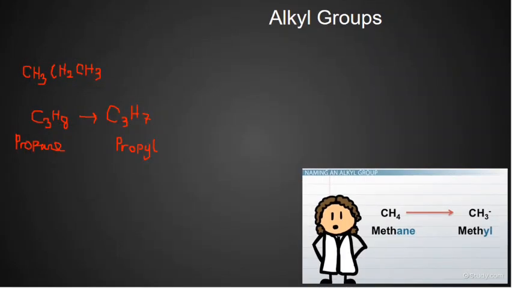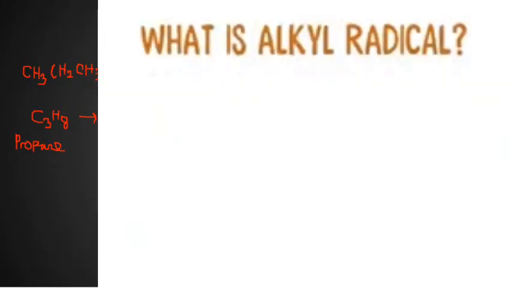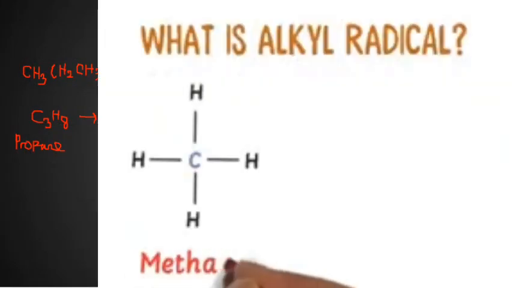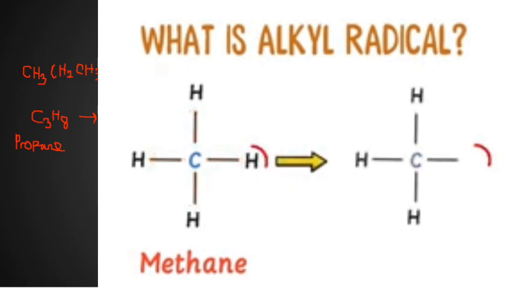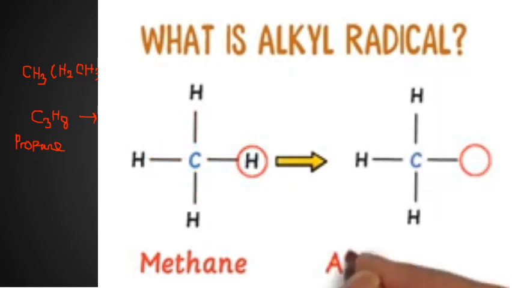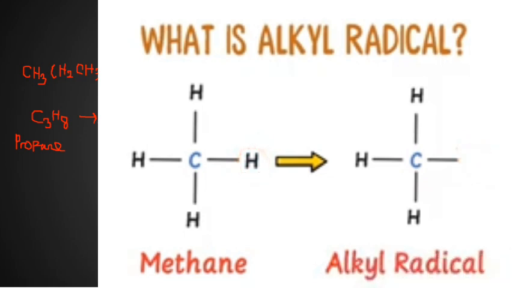Okay, now let's talk about the alkyl group. Basically, the alkyl groups are derived from the alkanes by the loss of 1 hydrogen atom from the alkane, or we can say by the removal of 1 hydrogen atom from the alkane. Aside from that, the alkyl group also determines the physical properties of the hydrocarbon.